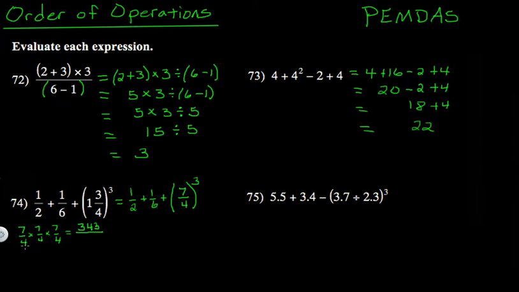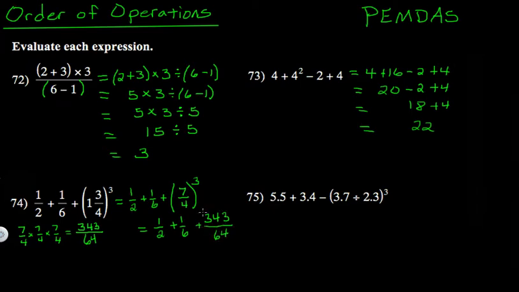Same thing with the denominator. This is 4 times 4 times 4. That's 4 cubed. So 4 cubed is going to be 64, right? So 4 times 4 is 16. 16 times 4 is 64. All right, so that's what we get if we do that. So if we come back over here, this now is 1/2 plus 1/6 plus 343/64.